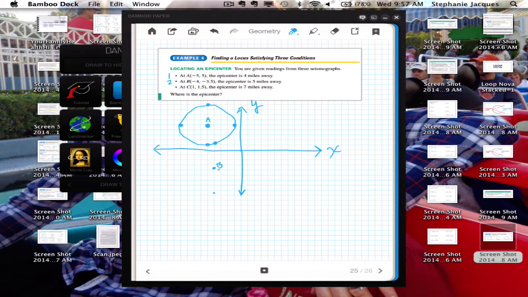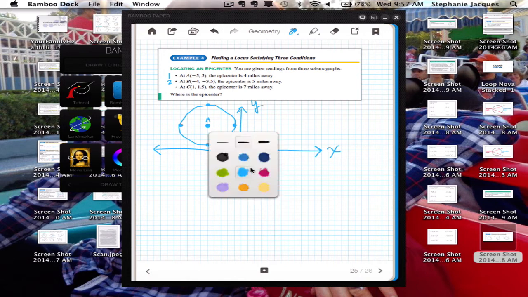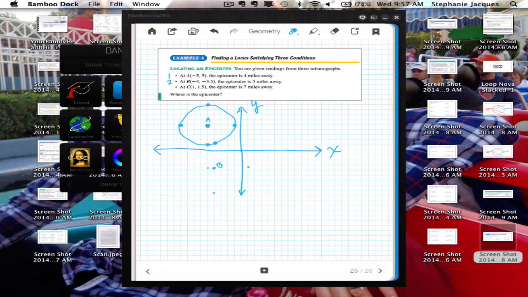Whoops. Let me count again. 1, 2, 3, 4, 5, right about there. And then 1, 2, 3, 4, 5. You guys are sick of me counting the 5s. Now I'm just going to sketch my circle. Wow, horrible circle. So hard on this drawing pad. Okay, now let's do the next one.